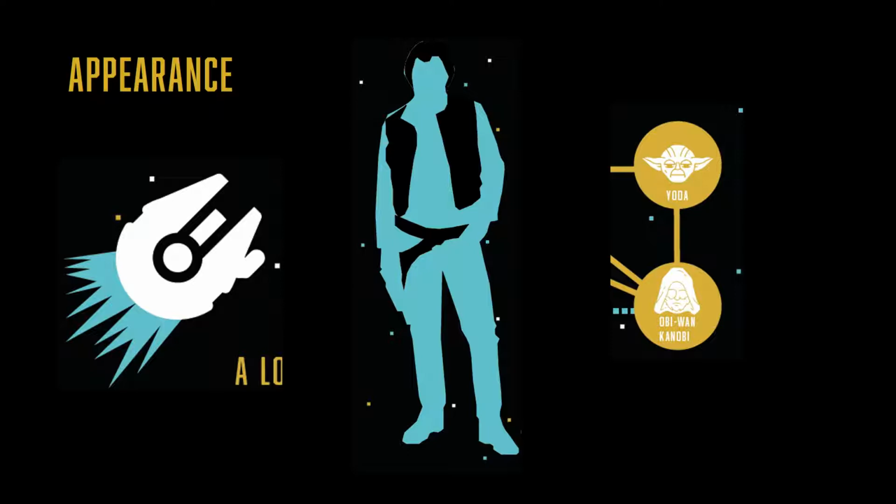I also used an outline of Han Solo as a way of leading into the relationships diagram, which uses icons also as a way to visually show who each person was to the user.